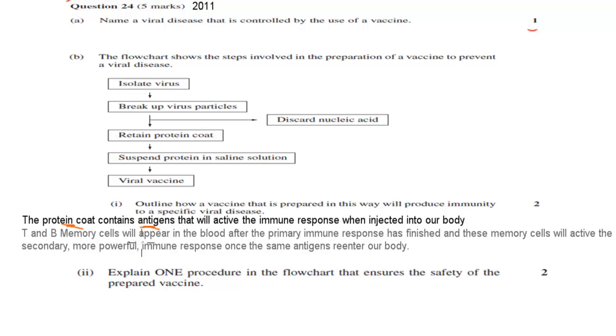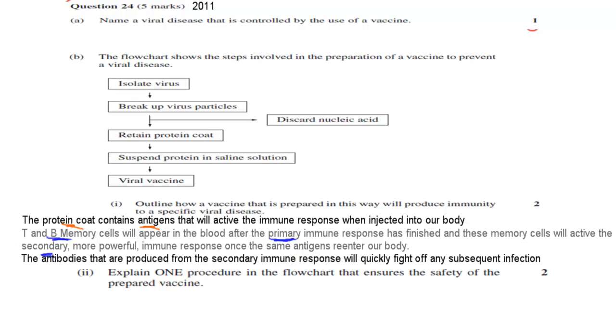T and B memory cells will appear in the blood after the primary immune response is finished. So these memory cells will be there after that first infection. And these memory cells will activate the secondary, more powerful immune response once the same antigens re-enter our body. So once it comes back, it's going to be quickly killed, which means we have immunity. And the reason it's going to be quickly killed is because the antibodies produced from the secondary immune response will quickly fight off any subsequent infection.